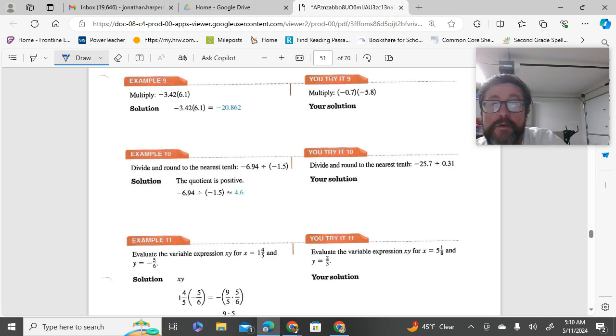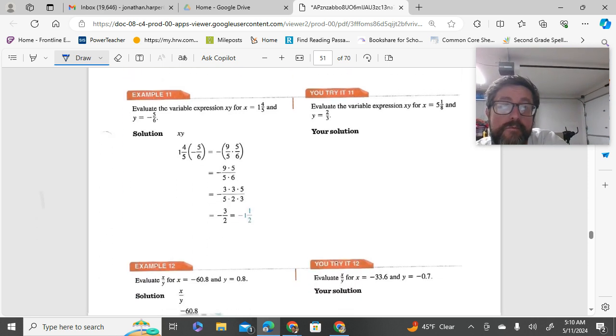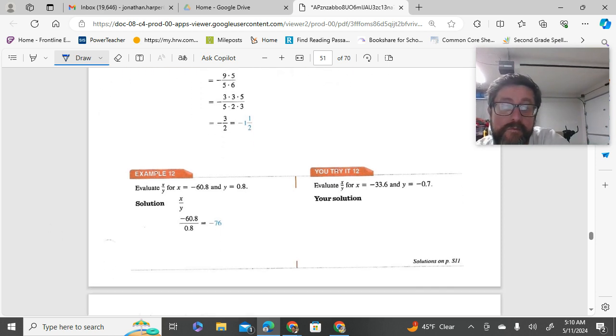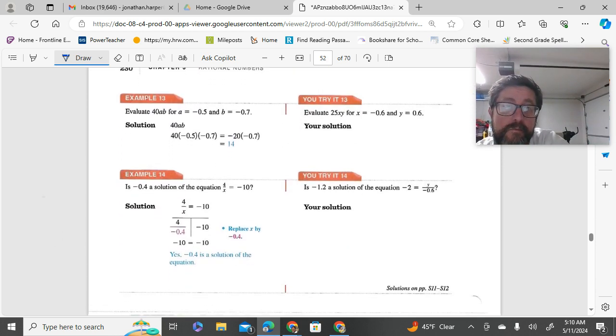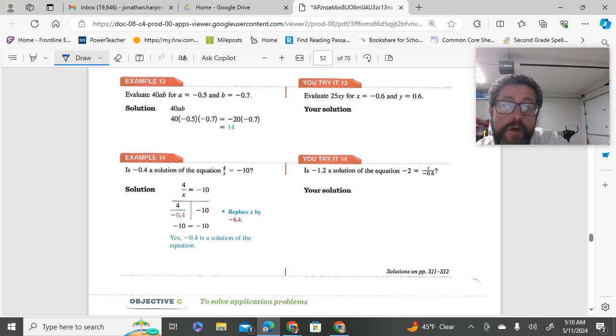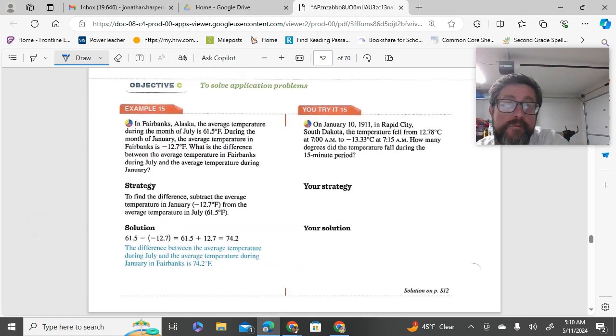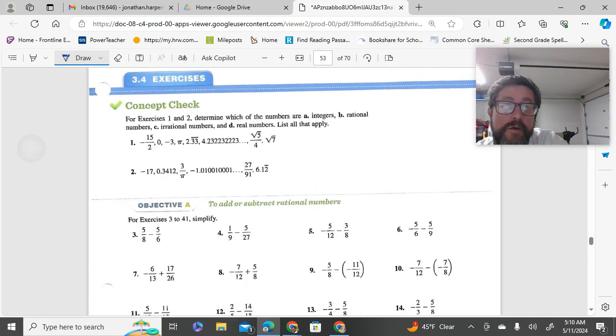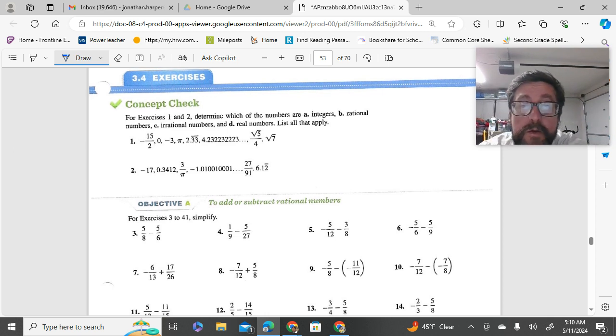Pause it and do these. Okay. Pause it and do these. Oh, look at that. We're to the end of 3.4. Now I'm going to go fast through these.